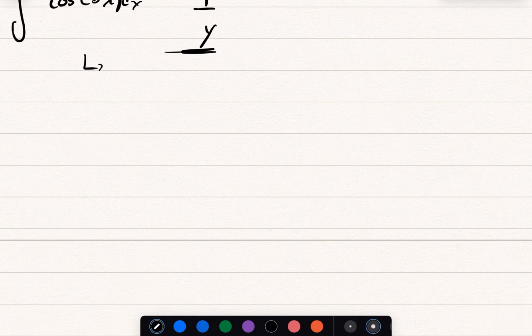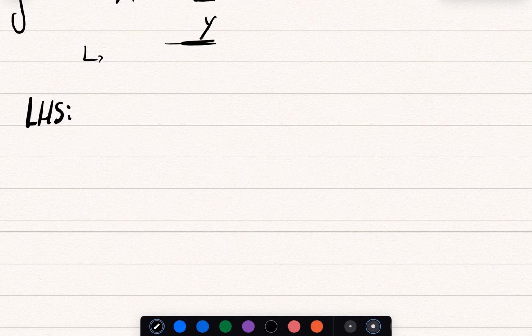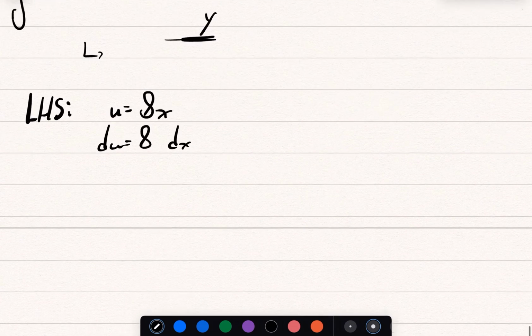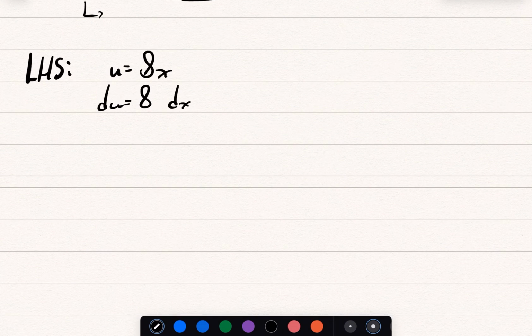So I'm going to write left-hand side, and this is what I found is the nicest way to organize it. So on this side, I'm going to make u equals 8x. du equals 8 dx. It's going to be 1 over 8. I won't bother writing it. So we're going to have cos of u squared, 1 over 8 integral of this. Okay, we're good up until here.